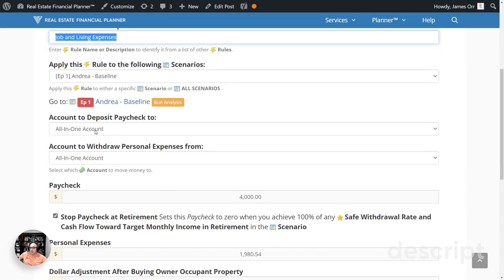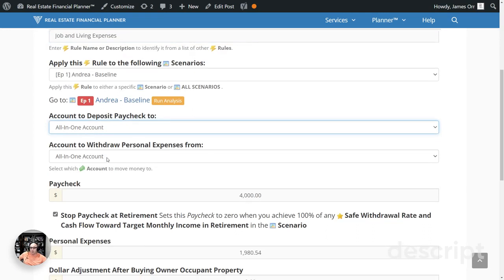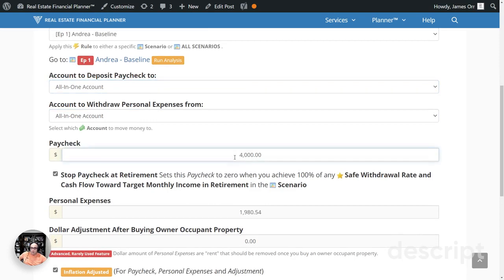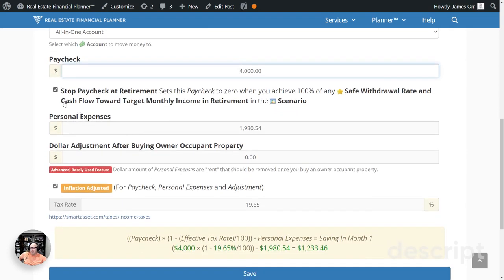And then what account are we depositing the paycheck to? It's that all-in-one account. What account are we pulling her personal expenses from? It's that all-in-one account. And then how much is her paycheck? We're saying it's $4,000 a month. And in this case, we're saying once she achieves financial independence, this paycheck will stop. So once the amount she has in her bank accounts at that safe withdrawal rate, and any cash flow she has from her rental properties, actually achieves her goal of financial independence, that $4,000 a month from the passive income, then this paycheck will go away.